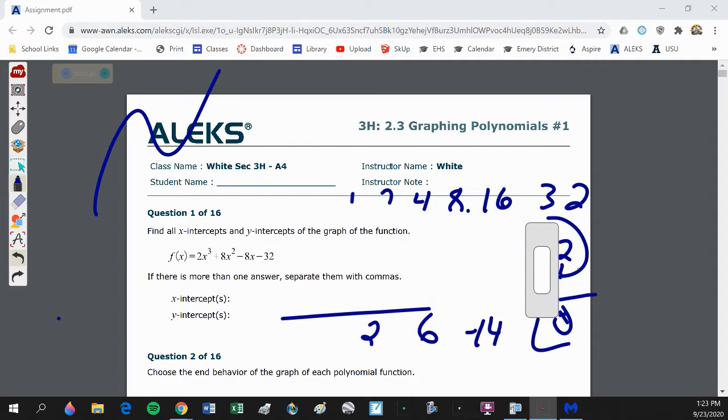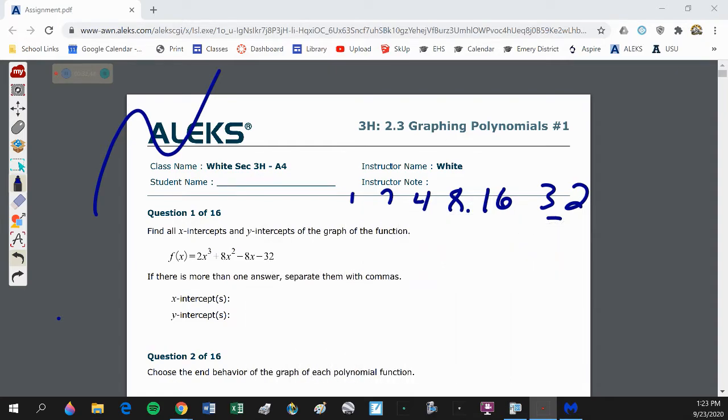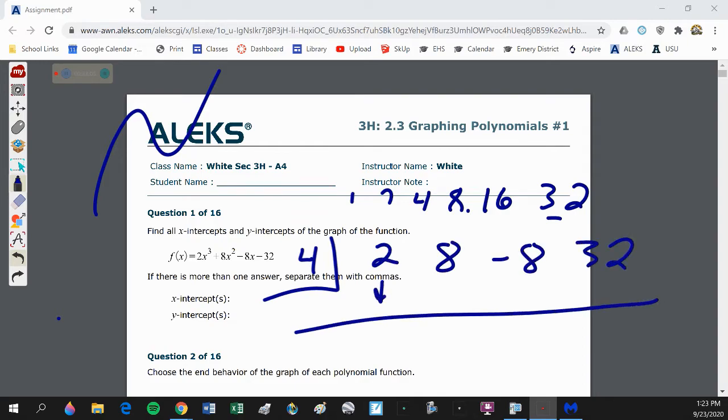Okay, that didn't work. Let's try another one. So was my answer way off? Not terribly off. So do I want to go all the way to 32? No, maybe we just go to 4. So we put 4 in, 2, 8, -8, 32. Drop the 2. It's negative, thank you. So 8, 16, 64. Is that going to work? No. So let's try -4.